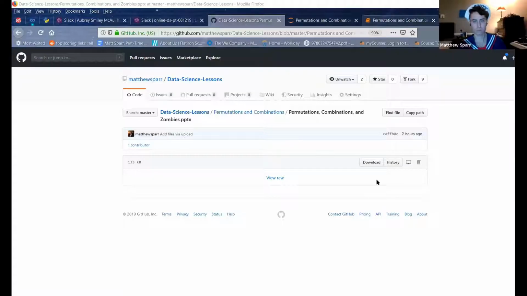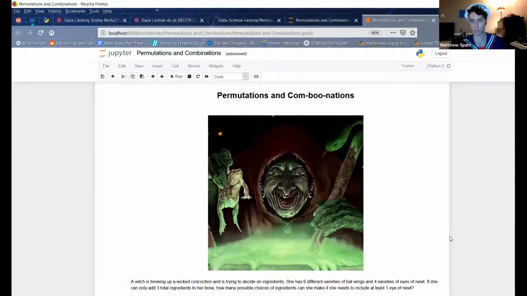All right, so we're going to jump into a notebook now. It's the Permutations and Combinations notebook in the repo. So I'll give you a second or two to pull that up. And just give me a thumbs up when you got the notebook up and running.